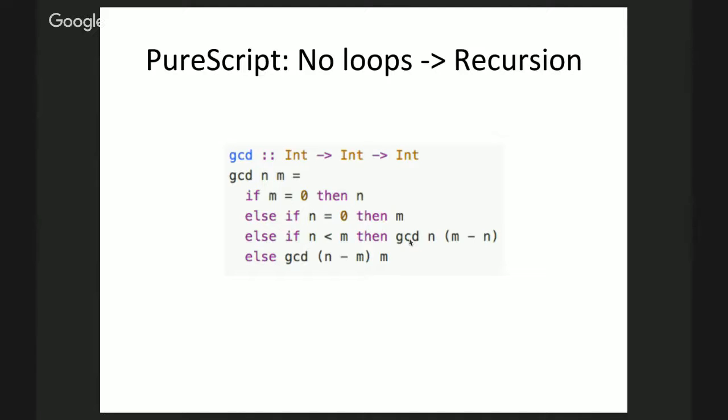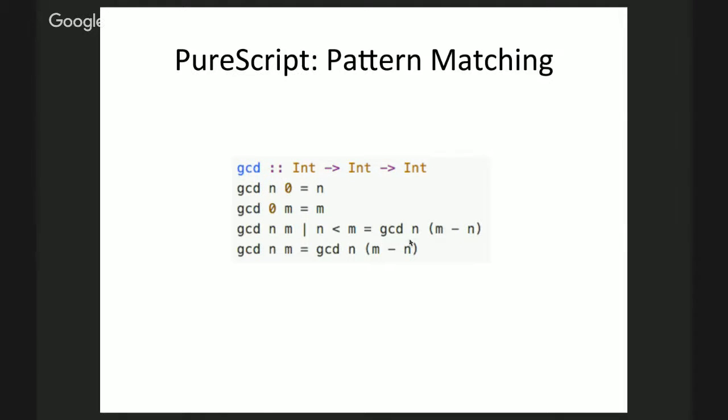But this way of writing this function is a bit ugly. I'm using a lot of if, else if, nested, and it can be a bit hard to understand. There is something else that's called pattern matching. So we can say, okay, if the second parameter is 0, return the first one. If the first parameter is 0, return the second one. If the first parameter is lower than the second, and this is called a guard, do this recursive call, and if not, do the other recursive call. So this is more readable, and we are using this feature called pattern matching.